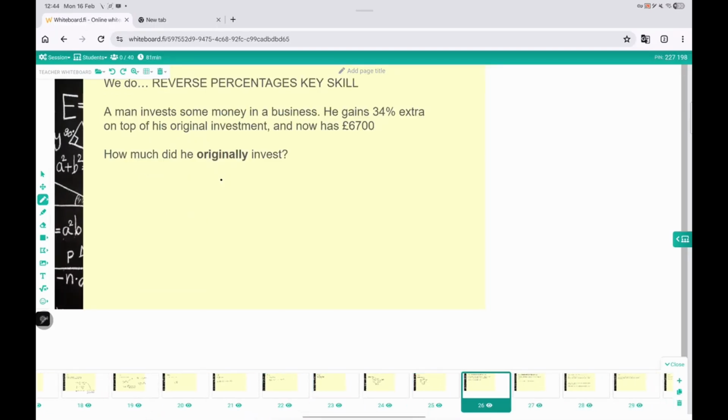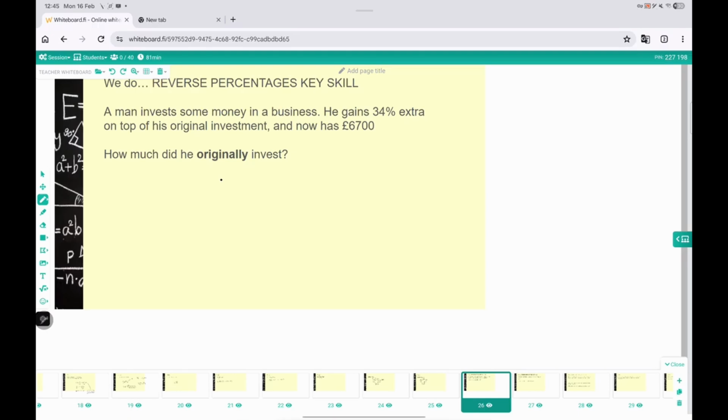Right, reverse percentages. Key skill. The reason I said it's a key skill, this is something they ask in the GCSE more than any other percentages question, and it's a question that people make mistakes on more often than any other question. So you need to be really careful when you approach one of these questions.